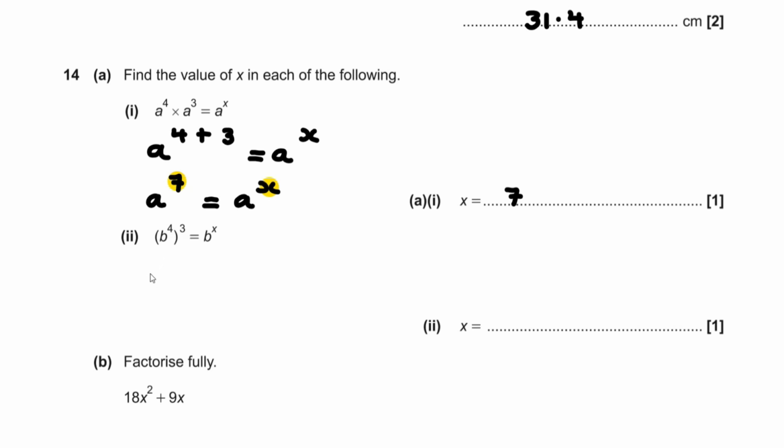B to the 4 to the 3, we would have to multiply the powers, so we have b to the 4 times by 3, and this is equal to b to the x. So we have b to the 12 equals b to the x. So we have 12, which is equal to x.